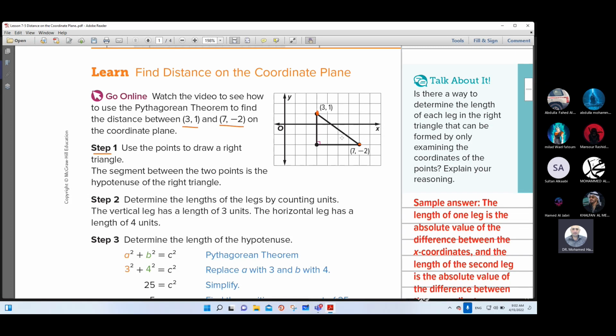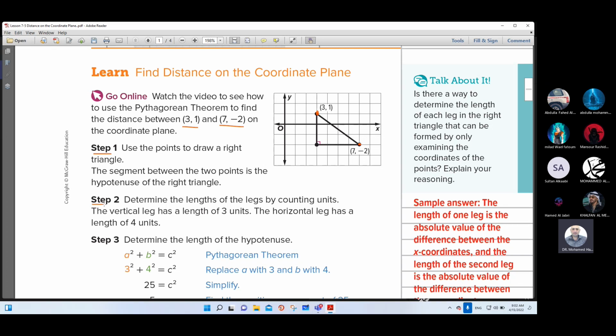We have the 2 points here. We can create the third point to create a right triangle. The segment between the 2 points is the hypotenuse of the right triangle. As you see, this side is opposite the right angle, so the name of this side will be hypotenuse.